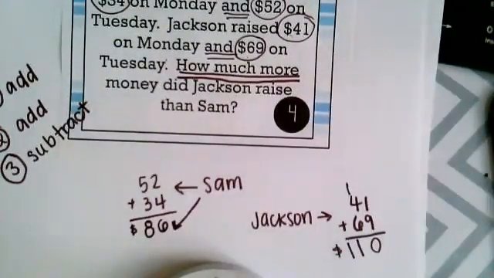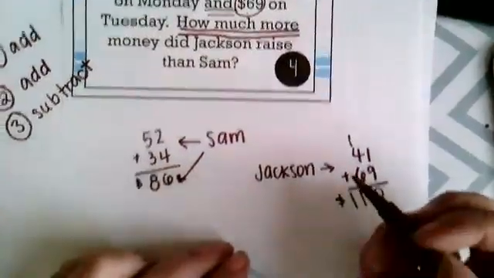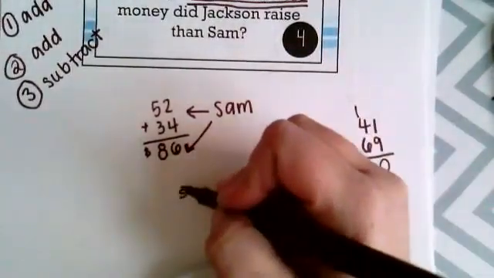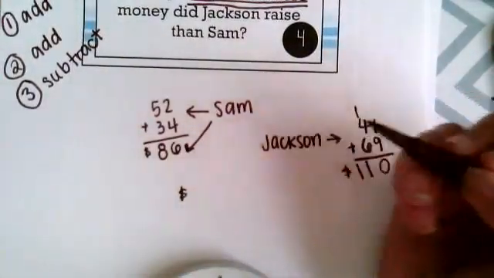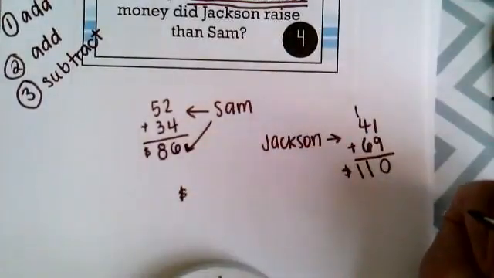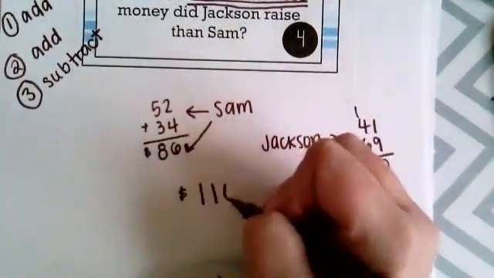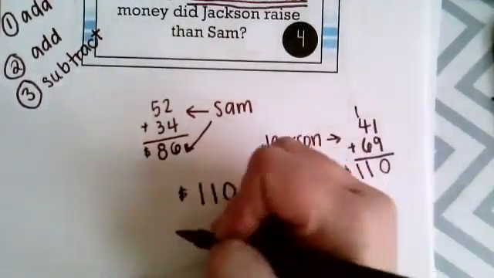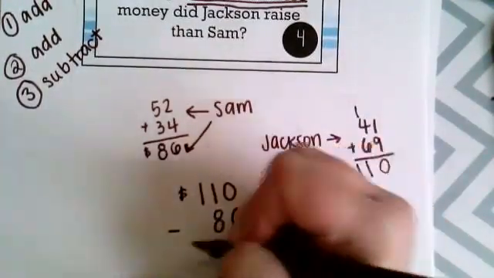$110. So who made more money? Jackson made more money, but is that what it's asking us? No, the question is how much more money did Jackson raise than Sam? So what am I going to have to do for my third step, Gianna? Subtract. Give me the number sentence. Go ahead, Gianna. 110 minus 86. Okay, good.